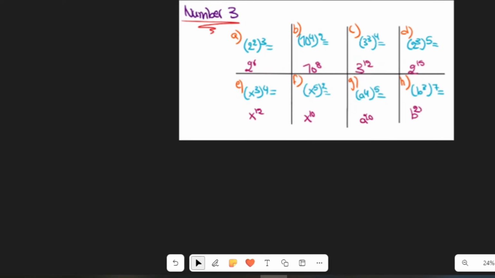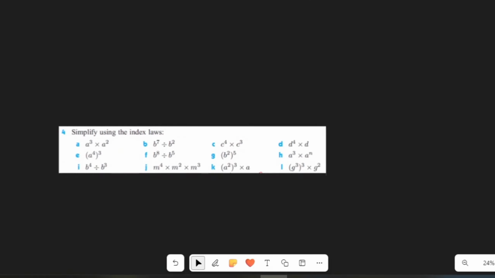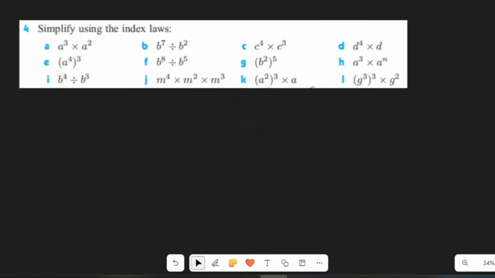And finally, let's do some final examples. So simplify using the index laws. Let's take, for example, G. So we have B squared, to the power of 5. That's the same as B to the power of 2 multiplied by 5, getting B to the power of 10.